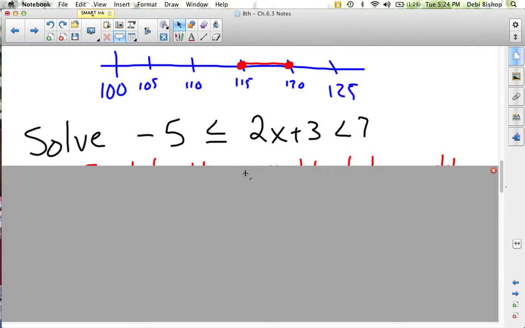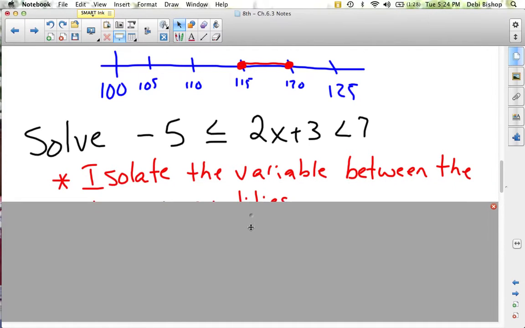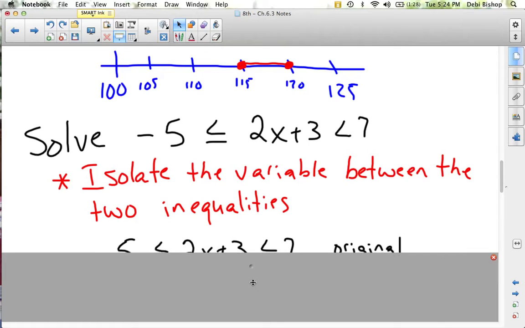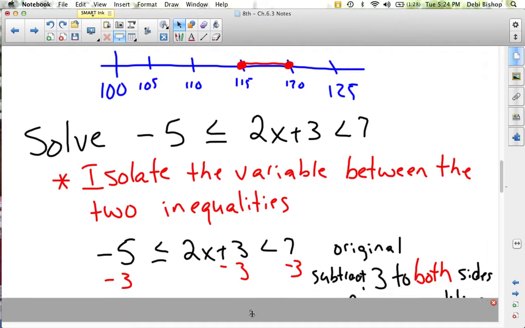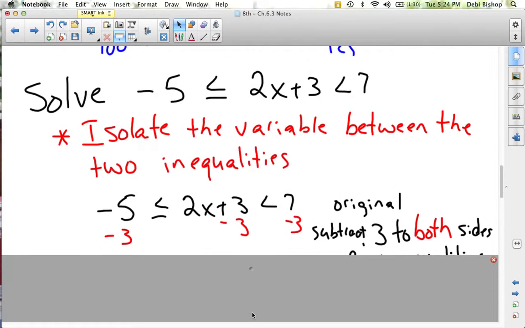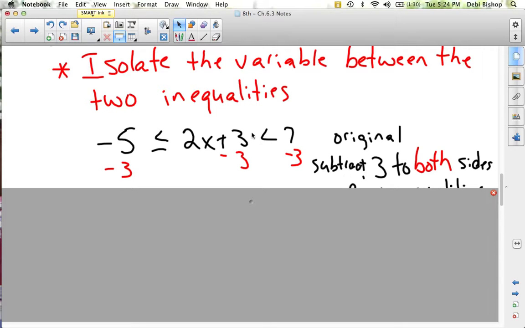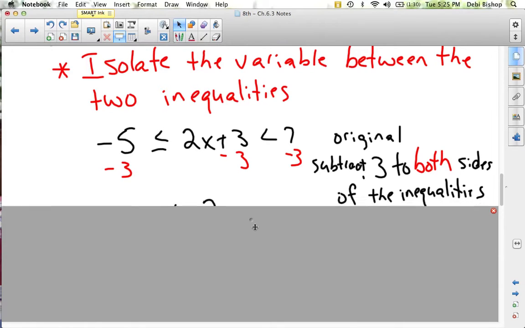So I have negative 5 is less than or equal to 2x plus 3, which is less than 7. And I would like to get it so one variable is there. So what I need to do is I need to isolate the variable between the two inequality signs. So I write my original problem. Negative 5 is less than or equal to 2x plus 3, which is less than 7. And then I need to get my variable isolated or by itself. So here I can see I need to get rid of my positive 3. So I subtract 3. Now you treat your less than signs and then your less than or equal to as equals. So what I do to one side, I do to the other side. So I subtract 3 on both sides of my inequalities.